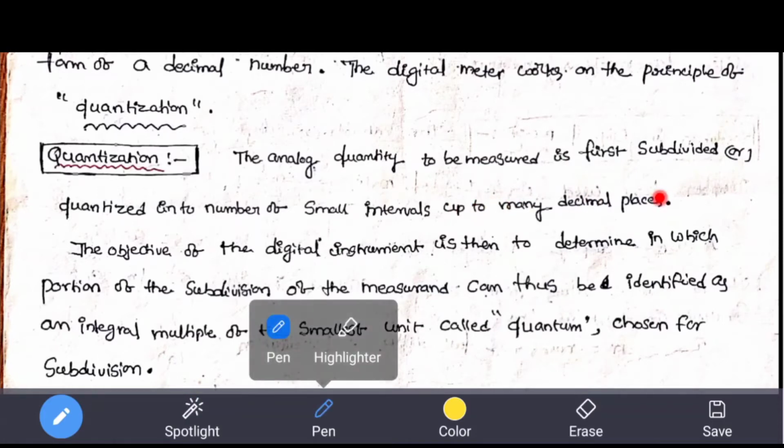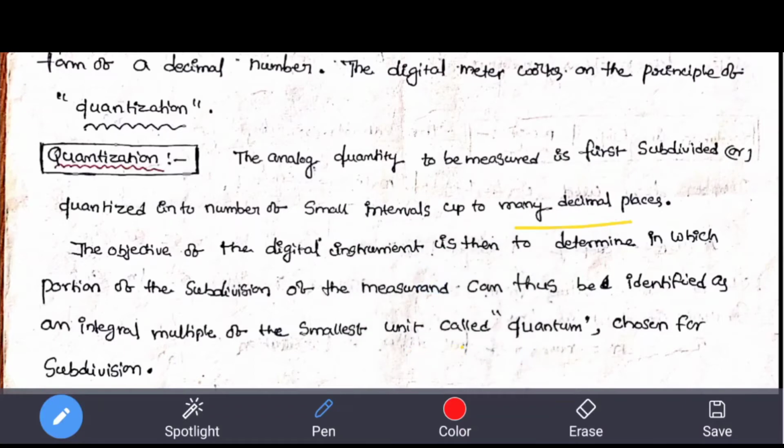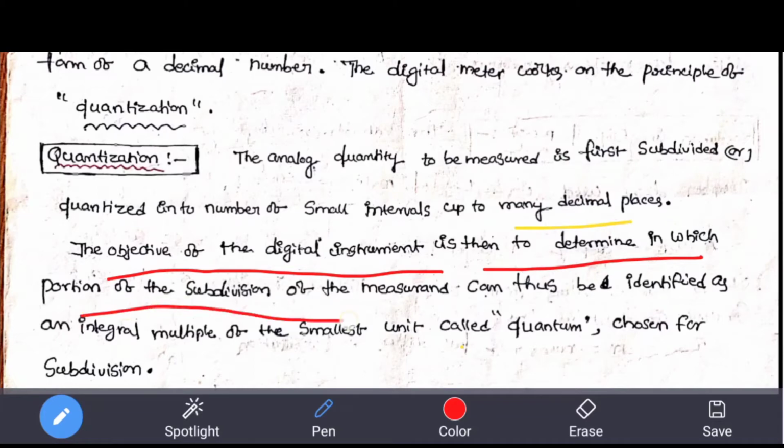The analog quantity to be measured is first subdivided or quantized into a number of small intervals up to many decimal places. That is the important thing. The objective of a digital instrument is then to determine which portion of the subdivision is measured. That can be identified by integral multiples of the smallest unit, called the quantum.